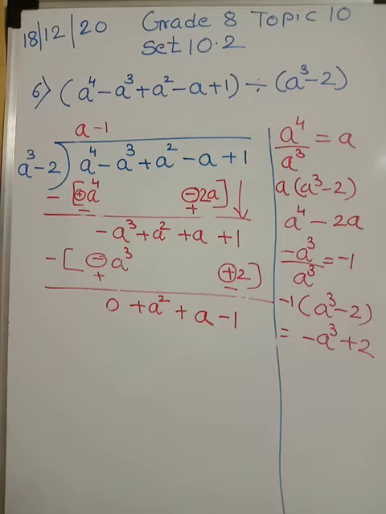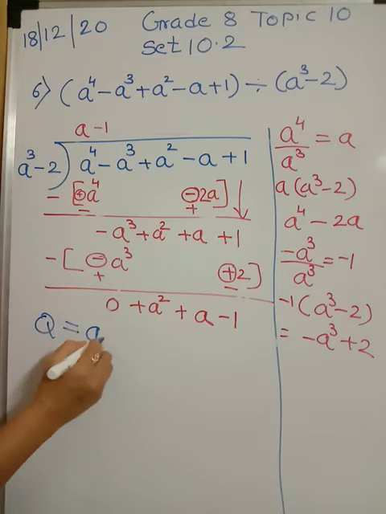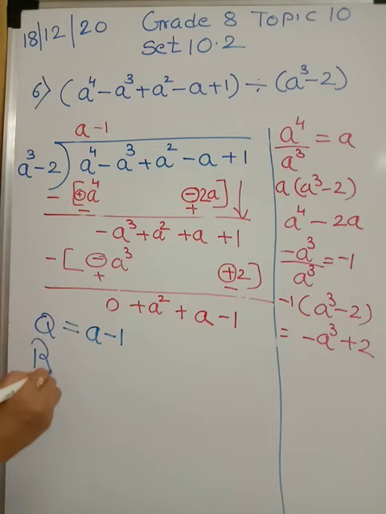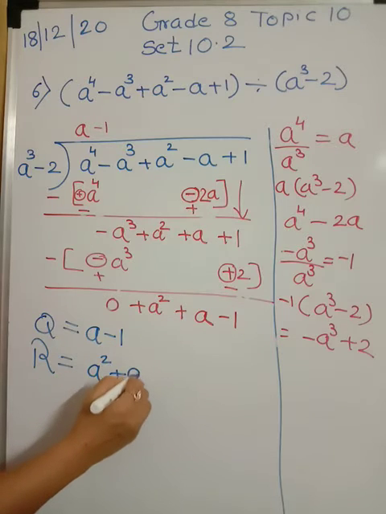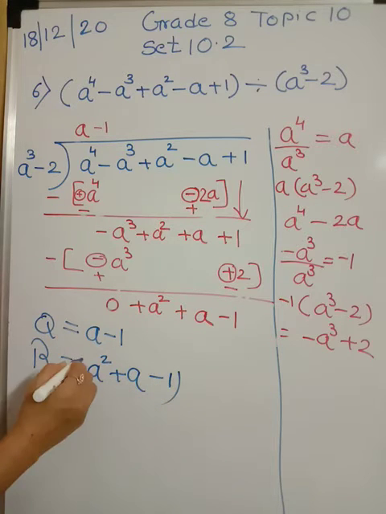So what is your quotient? Your quotient is a minus 1. And what is your remainder? So we'll write here: quotient is equal to a minus 1 and remainder is equal to a square plus a minus 1. Is this clear, students? Okay. Shall we go to the next problem? We'll go to the 7th one.